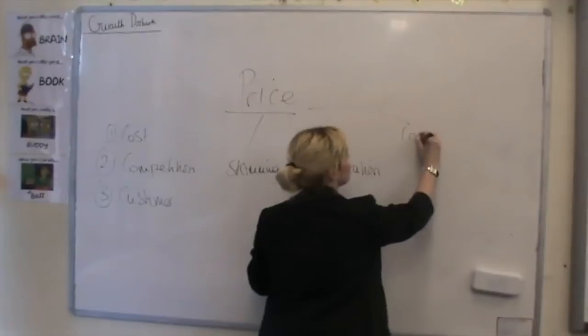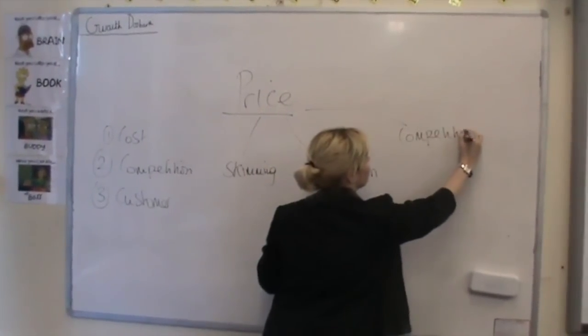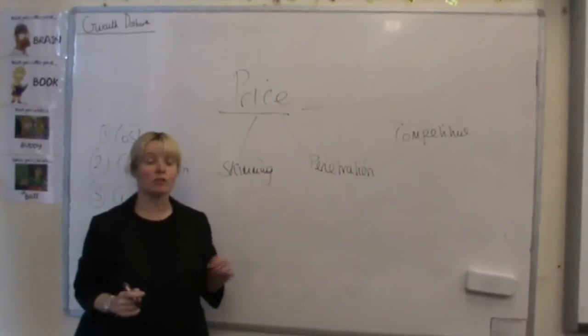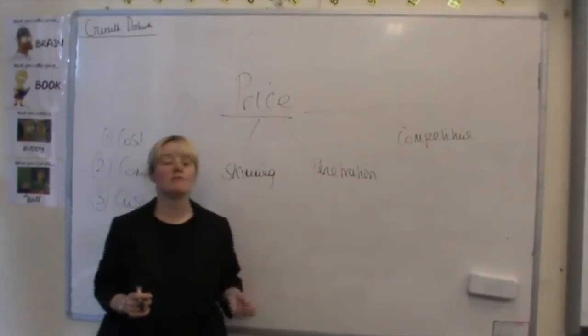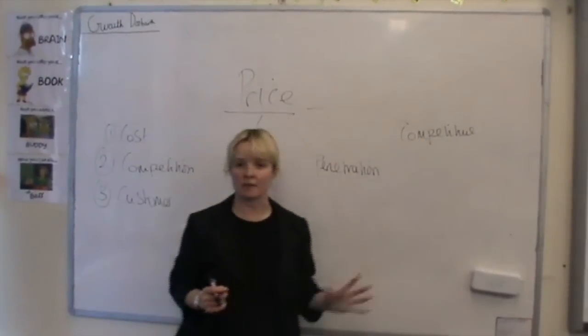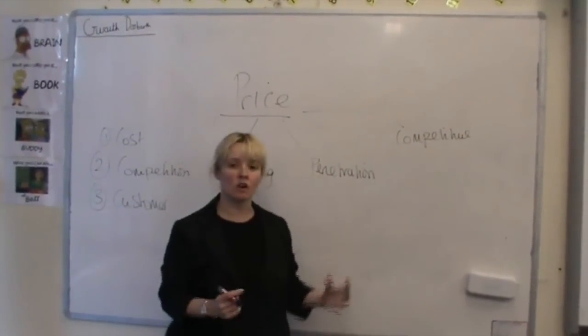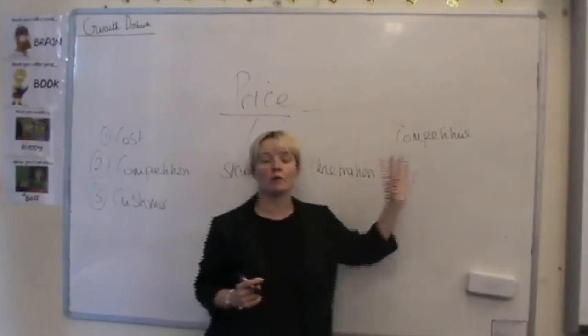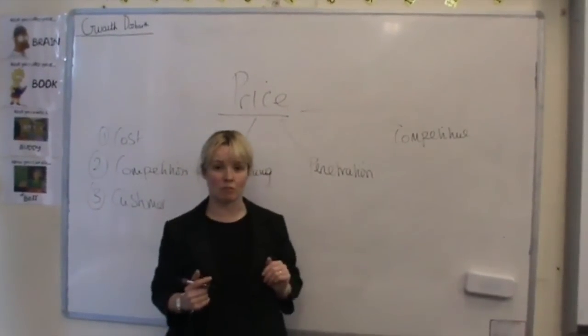Next, you can charge competitive pricing. That's when you charge the same as the competition. So you don't compete on price, you have to find another way of competing. Again, you will need a USP, maybe you've got better customer service, better warranty. You've got to have some reason as to why your customers will buy from you as opposed to the other people that are charging exactly the same price.